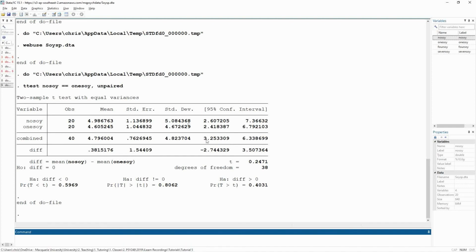So this is suggesting that having no soy meals per week does not increase the amount of sperm that you'll have compared to if you eat only one soy meal per week. There's no difference. Go ahead and have that one soy meal per week.